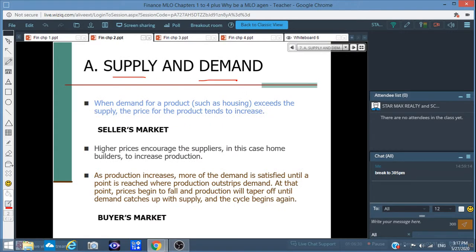Once you understand supply and demand, right, you have a seller's market or buyer's market. Okay? So high prices encourage supply, in this case, to increase production. Okay? So not enough houses, right? It goes up. Any price that goes up, it sells, right? So it's called seller's market. Buyer's market is when there's too much, right? Inventory is too much, then you name your price, you got it, okay?